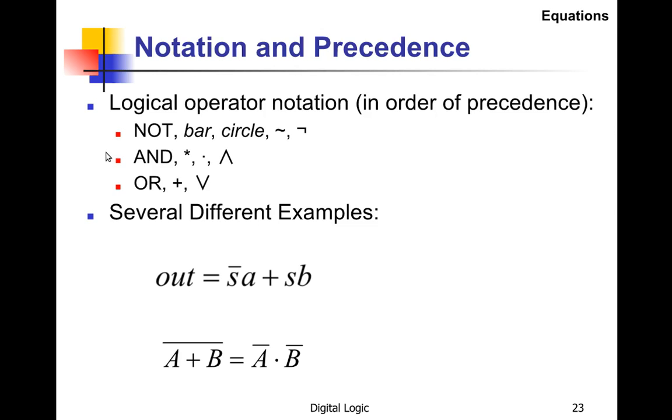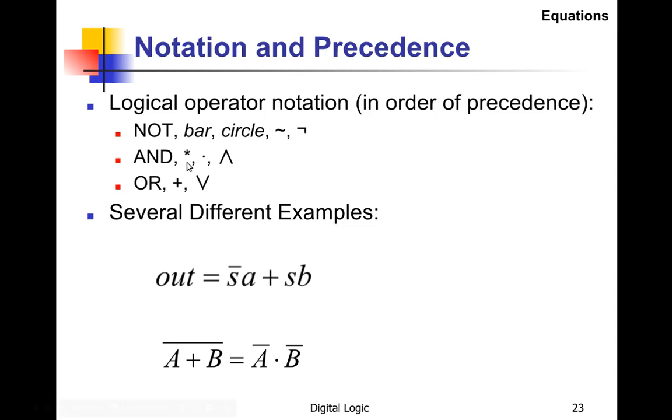There are several different notations for not. Sometimes people put a bar over it, kind of like you see down in this equation. Sometimes people use a circle for the not. Sometimes people use a tilde for the not, and sometimes people use this little cliffhanger gadget here as a not. These are all not symbols: bar, circle, tilde, and cliffhanger.